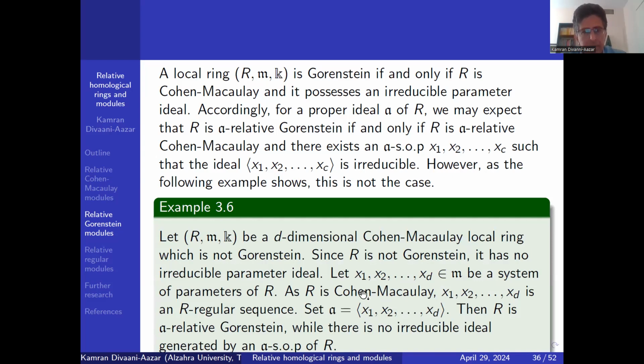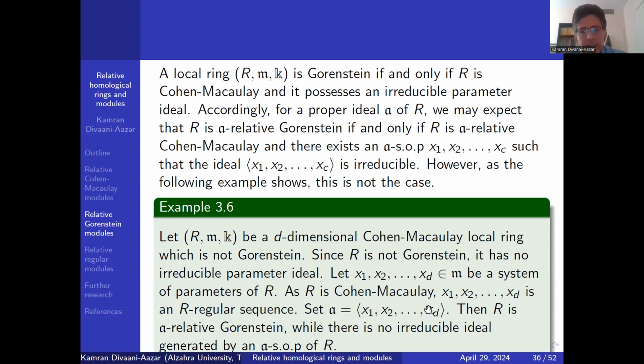Here we take a d-dimensional local ring R, which is Cohen-Macaulay but is not Gorenstein. Let x1 up to xd in M be a system of parameters of R. Since R is Cohen-Macaulay, this system of parameters has to be a regular sequence. Set A to be the ideal generated by these d elements. Then R is A-relative Gorenstein. It can be seen easily.